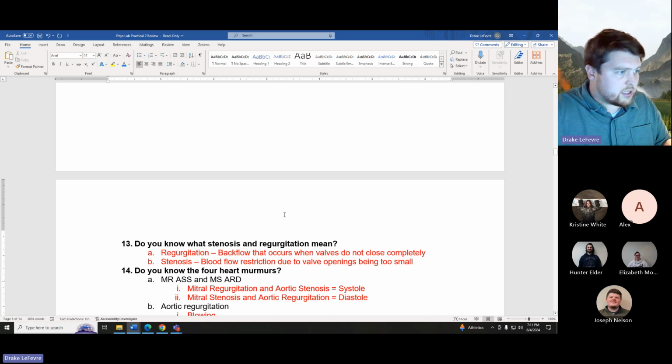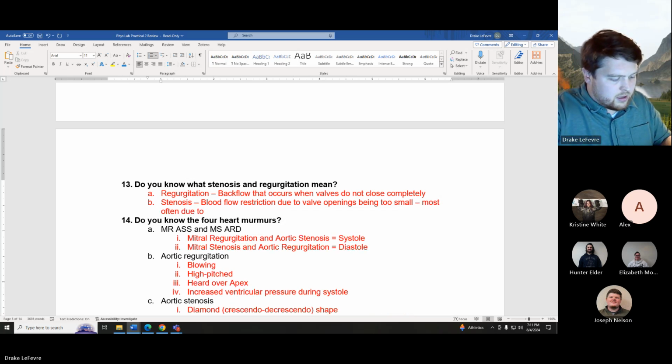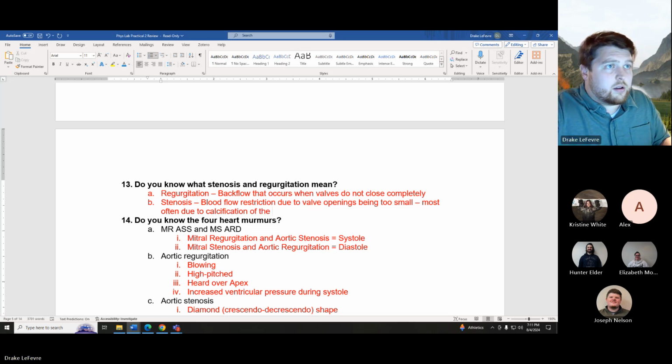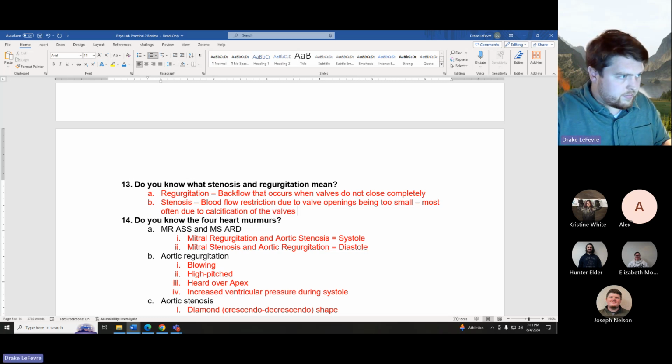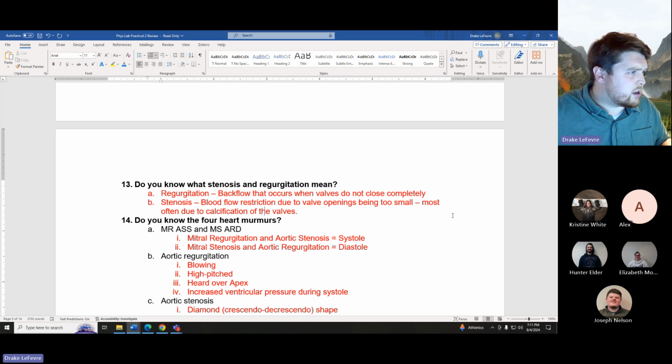Do you know what stenosis and regurgitation means? Regurgitation, backflow that occurs when valves do not close completely. Good. Stenosis, blood flow restriction due to valve openings being too small. Most often due to calcification of the valves, a calcification or hardening of the valves.